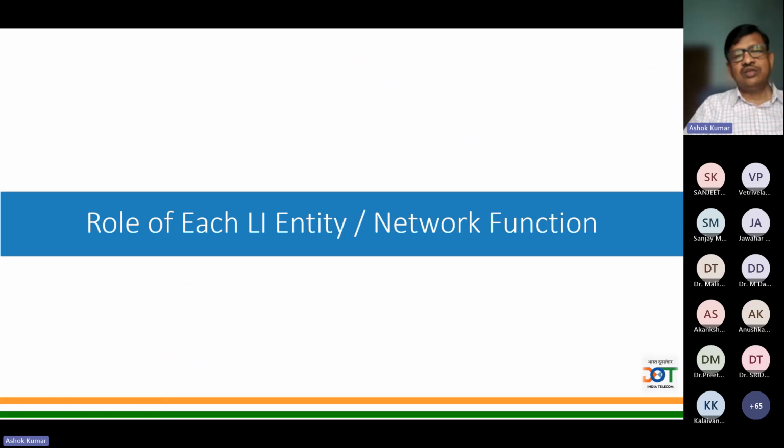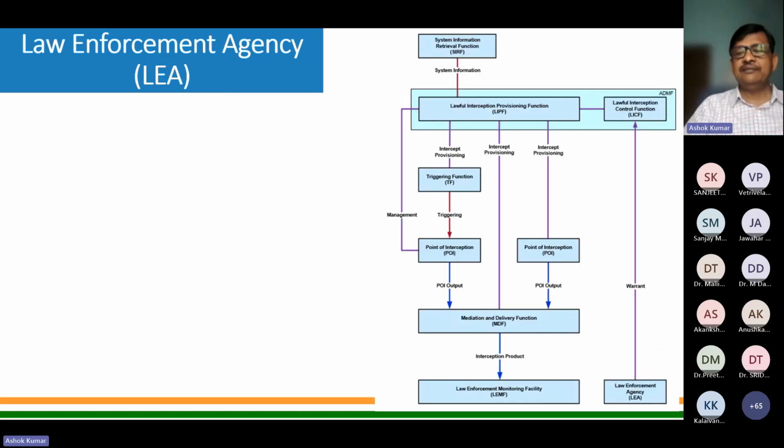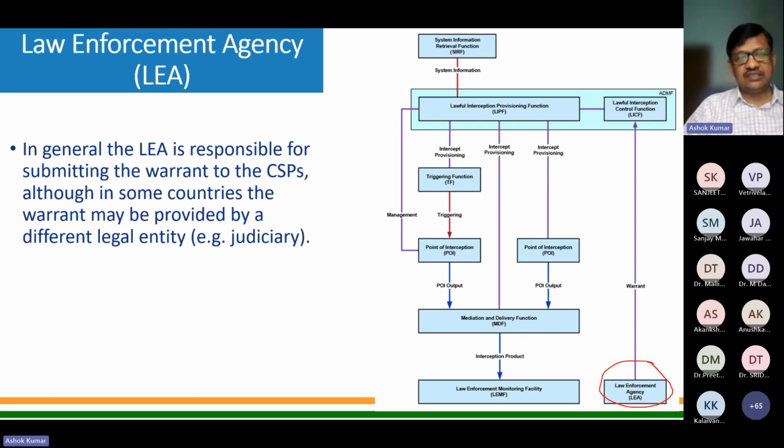So let's look at the role of each of these LI entities or network functions. Starting with LEA. So LEA is here. What LEA does is it submits the warrant. In our country, we call it interception order or approval letter of interception. In some other countries, it may be a document coming from the judiciary, so that becomes a legal document. In our country, a joint secretary level officer in the government approves interception for those LEAs, and LEAs are able to submit it to Department of Telecom or to the telecom service providers to start the interception.